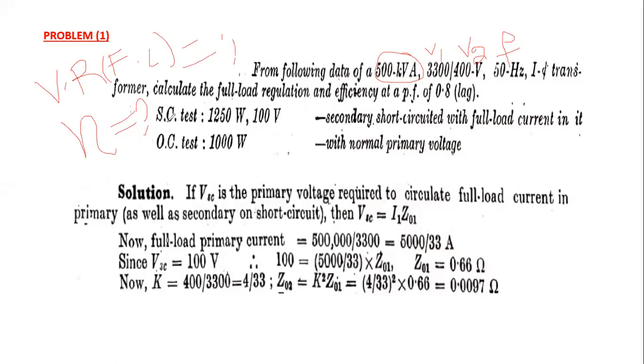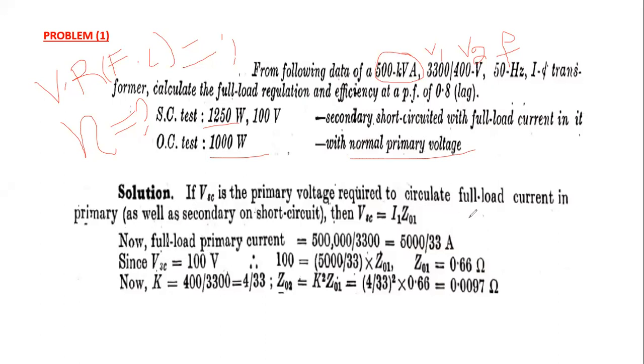From the SC test, the wattmeter reading WSC is equal to 1250 and the voltmeter reading VSC is equal to 100 volts, with the secondary short circuited with full load current. From the OC test, the wattmeter reading is 1000 with normal primary voltage. Therefore, first of all, we calculate the primary current.